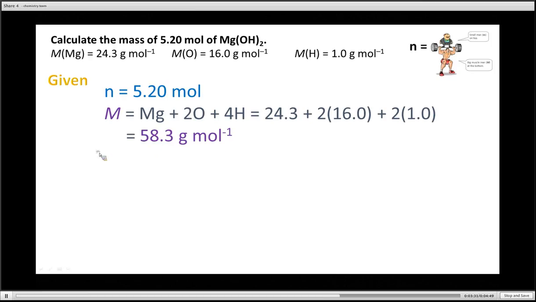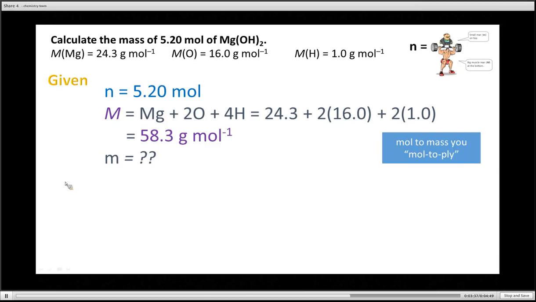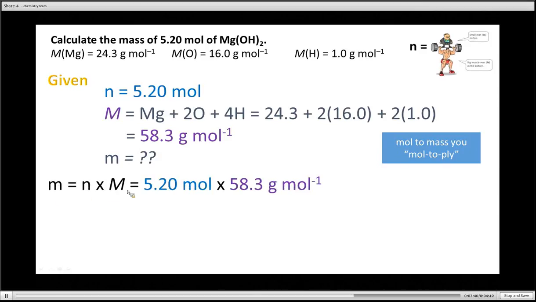And we need to work out our mass. So remember that mole to mass, you multiply. So mass is equal to n times M, the big M, so it's 5.20 times 58.3, and it gives us an answer of 303.16 in our calculator. But for significant figures, we have only 3 significant figures in the 5.20 and only 3 significant figures in the 58.3, so our answer needs to be given to 3 significant figures.